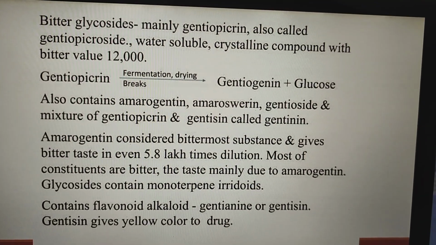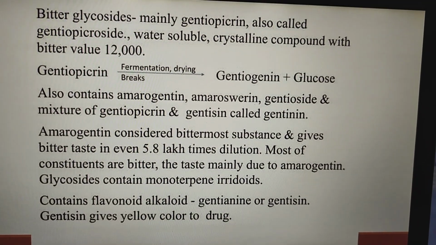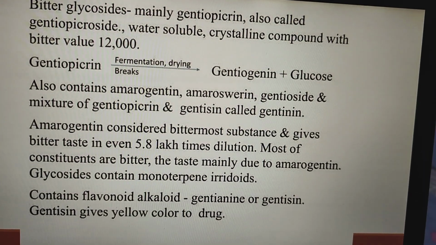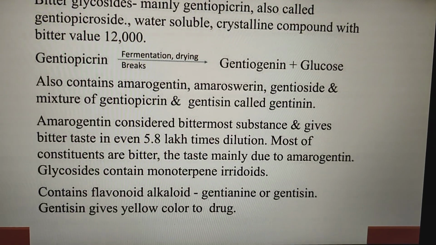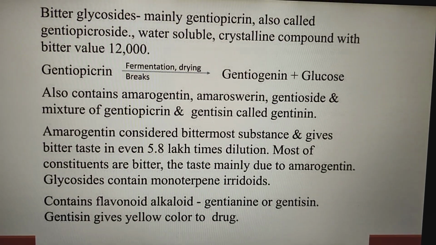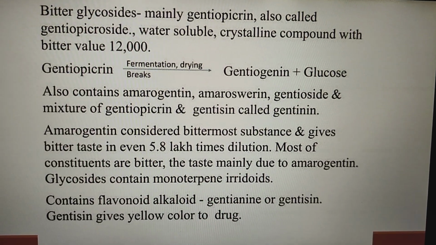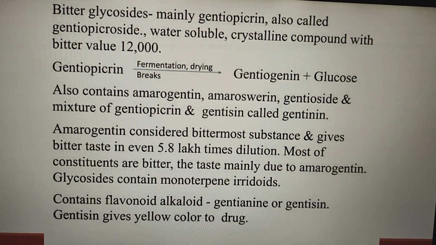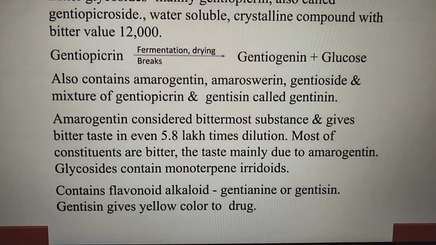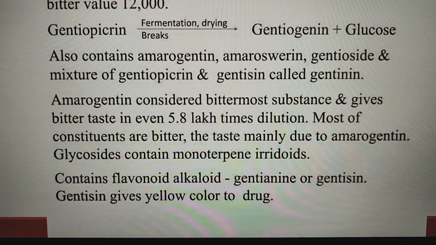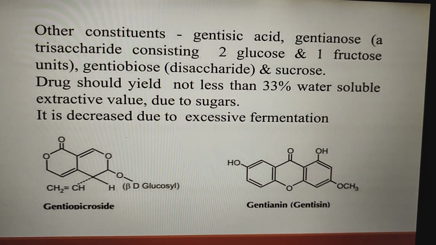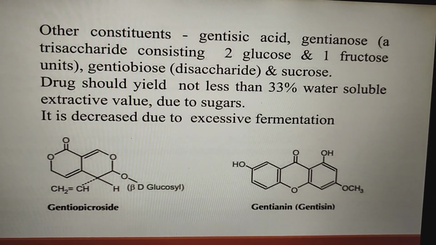Next, the bitter glycoside amarogentin, which is considered the bitterest substance, which gives a bitter taste even at 5.8 lakh times dilution, and most constituents are bitter. The taste is mainly due to amarogentin, and the glycosides contain monoterpene iridoids also. The color of this drug is due to flavonoid alkaloids, that is gentisin and isogentisin, which give the yellow color. So this is about the structure of gentiopicroside in gentian.